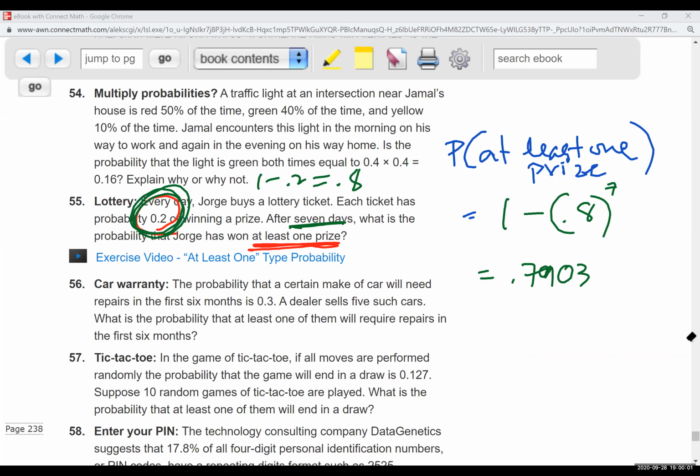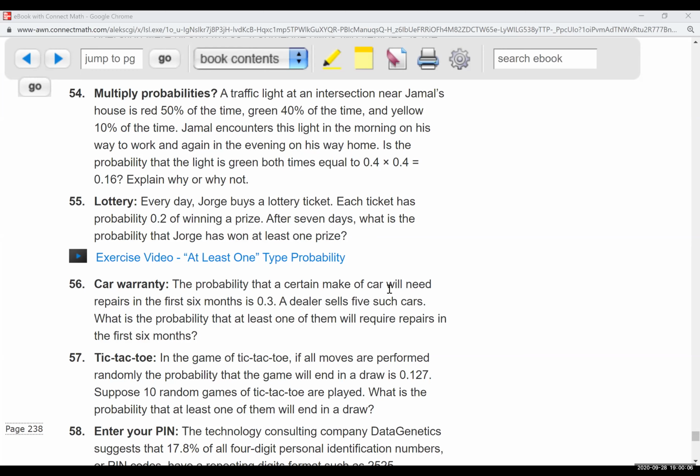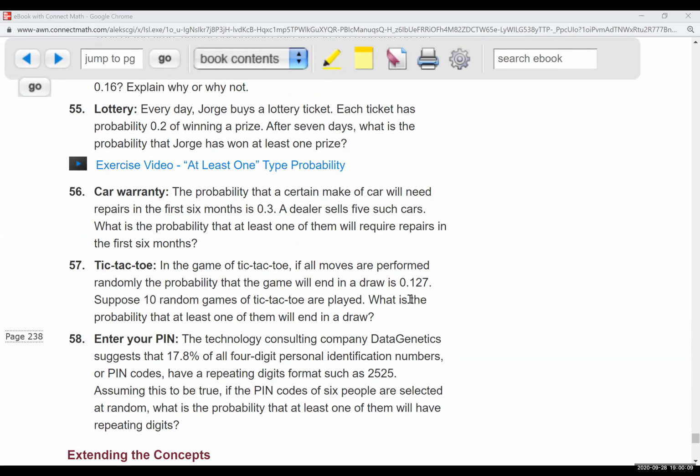Okay. All right. Let's try one more for you to remember this, number 56. The probability that a certain make of car will need repairs in the first 6 months is 0.3. A dealer sells 5 such cars. What is the probability at least one of them will require repairs in the first 6 months? So this is a problem about at least one. Given a probability 0.3, how do we answer this?